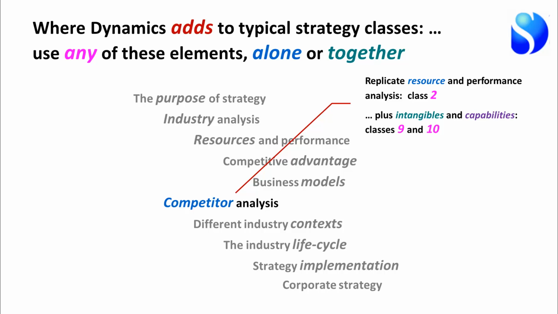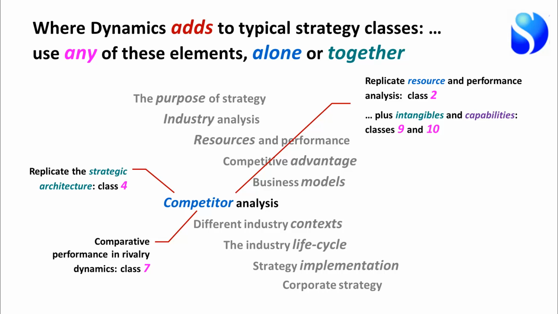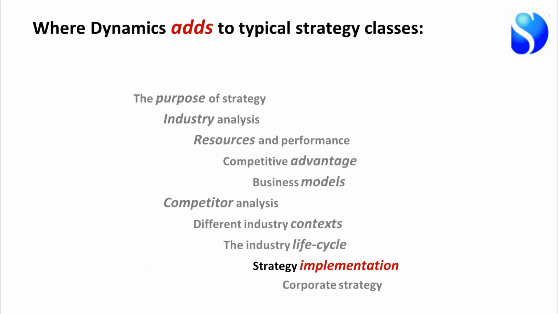And then you can replicate the strategic architecture in class 4 as well. So you can put the competitors' numbers into the same structure and get a real understanding of their performance and where that's coming from. Finally, we do quite a lot in class 7 about the comparative performance of different competitors in the same marketplace, in the rivalry dynamics that play out between competitors in a shared market they're all competing for.